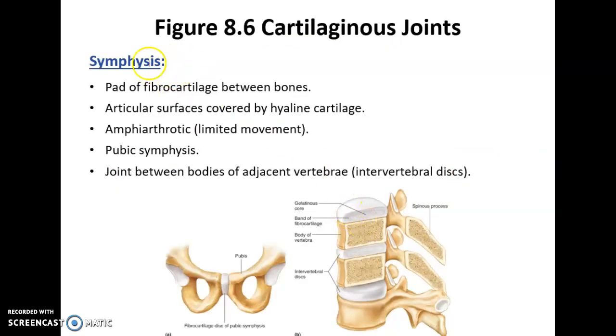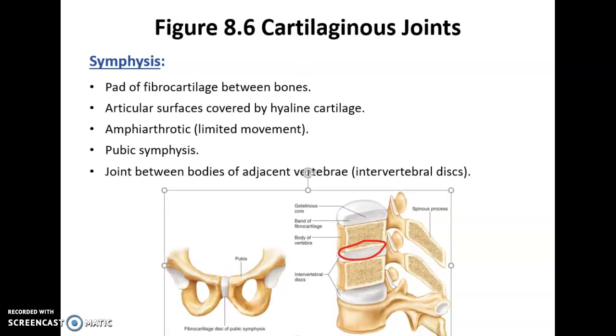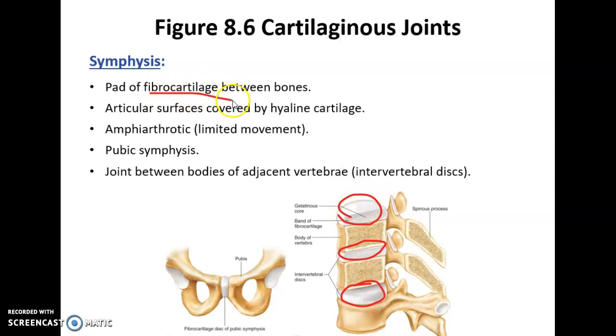And then we have the symphysis, where the cartilage is going to be fibrous instead of hyaline cartilage. Here we have hyaline cartilage. In this one we have fibrocartilage. Two main examples are the pubic symphysis here and the intervertebral discs we have here. These discs are made of fibrous cartilage. Between vertebrae we have these articulations, and these are made of fibrocartilage.